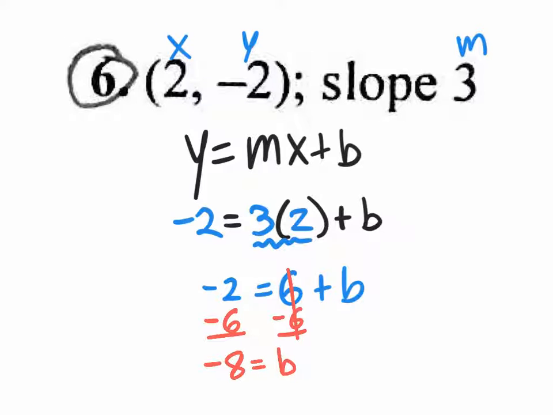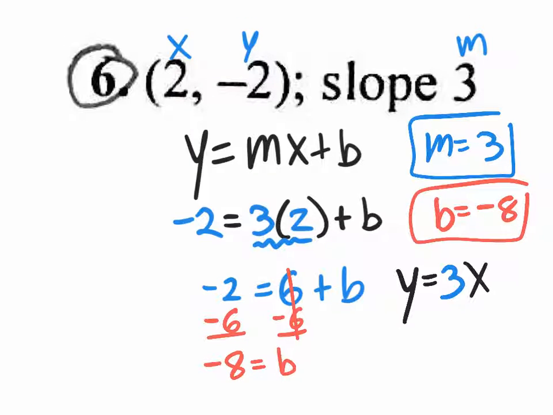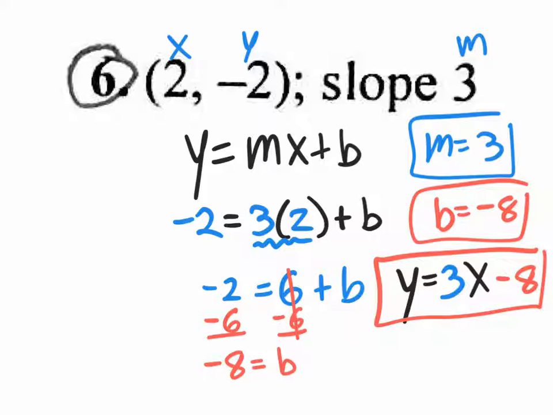So now that we know our m value, which is 3, that was given to us, and now that we know our b value, we just found out it was negative 8, now we could write our equation in y equals mx plus b form. So it's y equals m, which is 3, x is x, plus b, which is plus negative 8, or you could just write minus 8. And that's your answer for number 6.